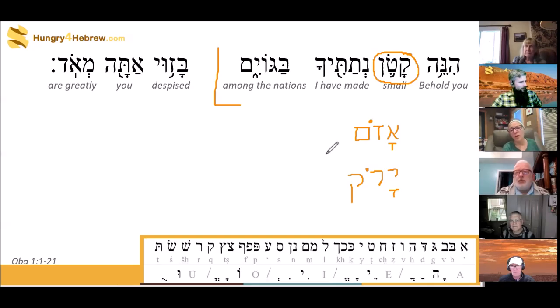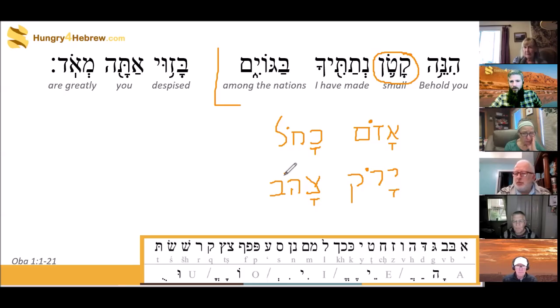How about blue? Kahol. You can see all these colors have an O pattern. What about yellow or goldish yellow? Tahov. All right, so what's going on here? It's kind of like a state of being adjective. So when you see this A-O pattern, think of a state of being adjective. So katon belongs in this group. I know it's not a color, but it is a state of being adjective.